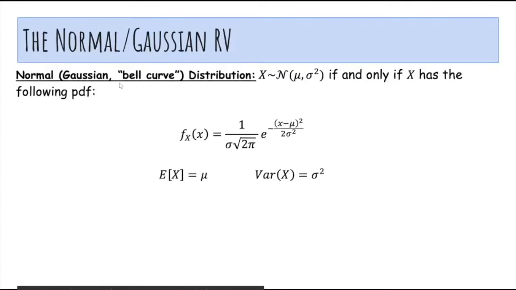In general, the normal distribution has two parameters, the mean mu and variance sigma squared, and it's defined by the following PDF. It looks kind of big and ugly, but you just need to know that this PDF produces a bell-shaped curve with expectation mu and variance sigma squared.